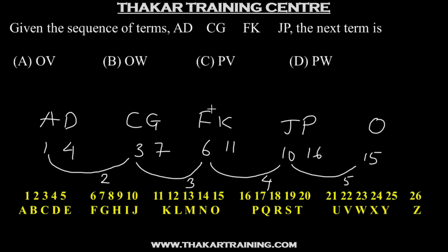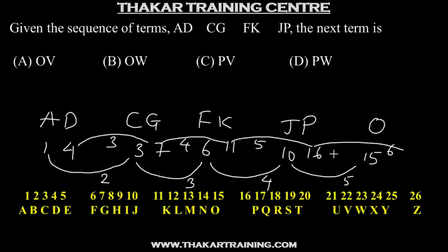So now we'll work out how the second term is arrived at. We see from 4 to 7, that's a jump of 3. From 7 to 11, that's a jump of 4. And from 11 to 16, there is a jump of 5. So for the next term, there should be a jump of 6. And so 16 plus 6, that should be 22. And the alphabet in position 22 is V. So the answer will be OV, that is option A.